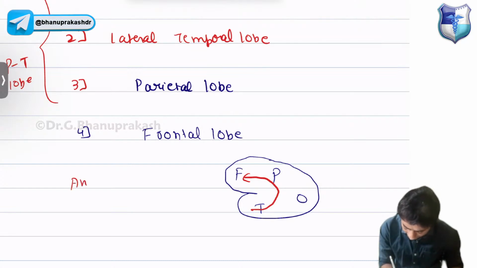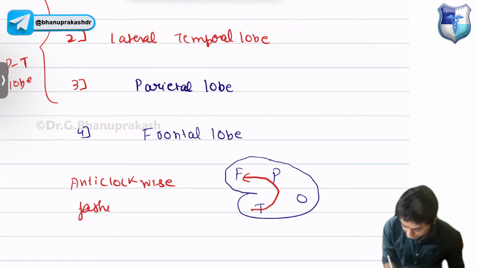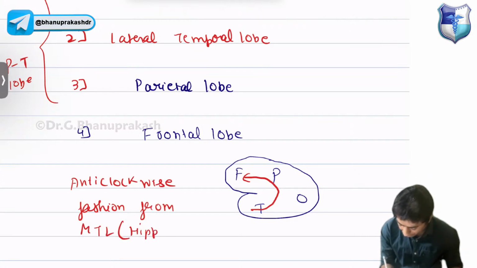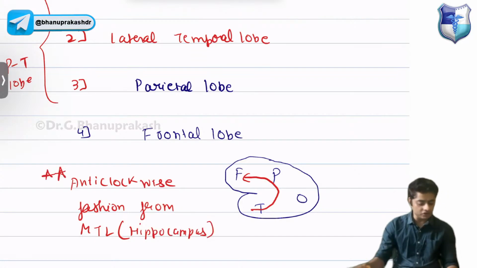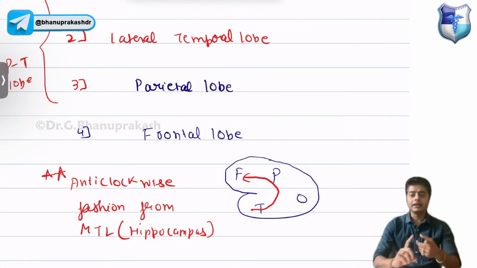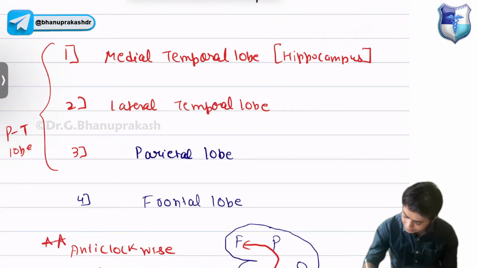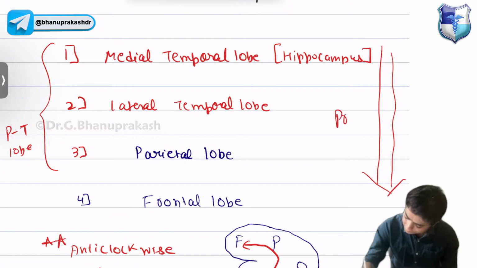So it goes in anti-clockwise fashion from the temporal lobe, more precisely the medial temporal lobe, and most precisely the hippocampus. Does everyone understand? Which comes first? Temporal, parietal, frontal. This is how the disease progresses.